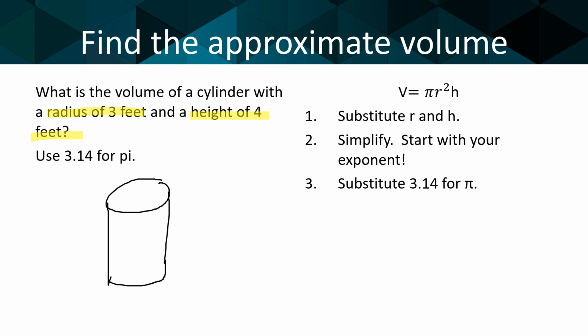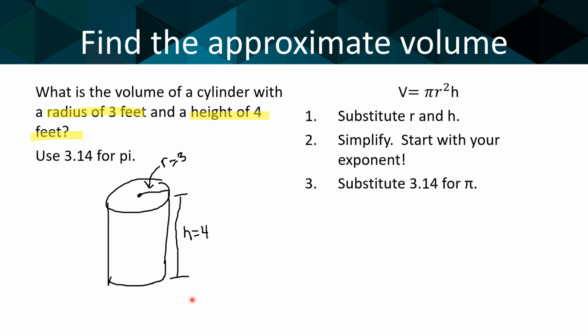All right, so first we have a radius of 3 feet, and I know a radius starts in the center of my circle face and goes to the edge. And that is going to be r equals 3, for radius equals 3 feet. And then my height, let me get a little height marker in there, is 4 feet. So I'm going to write h equals 4.